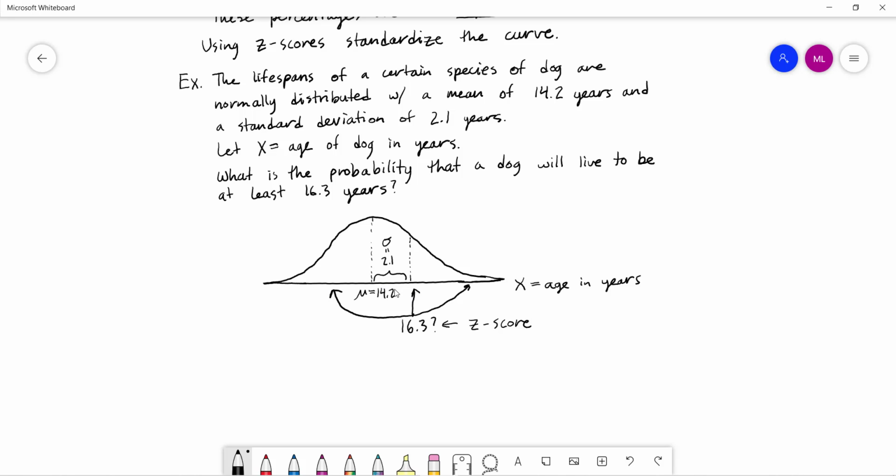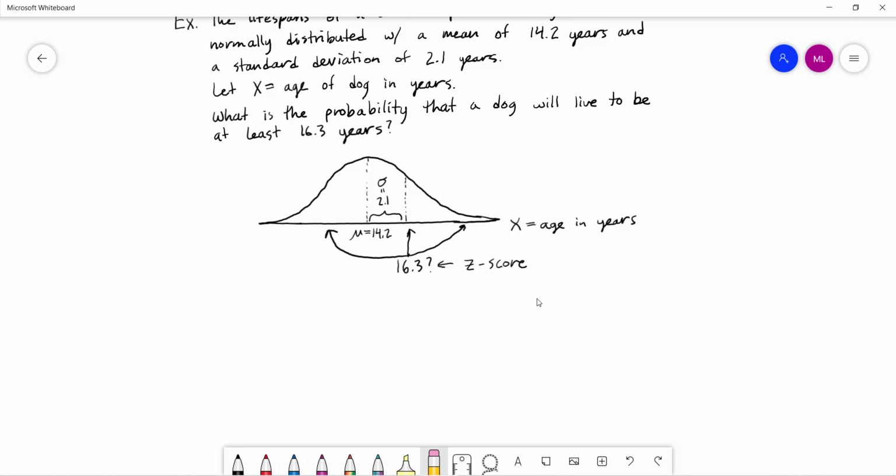So right now, when the values are in terms of the age, we have a normal distribution. But if I convert everything to be in terms of z-scores, we will have a standard normal distribution, and it will be much easier to deal with. So that is going to be our step.